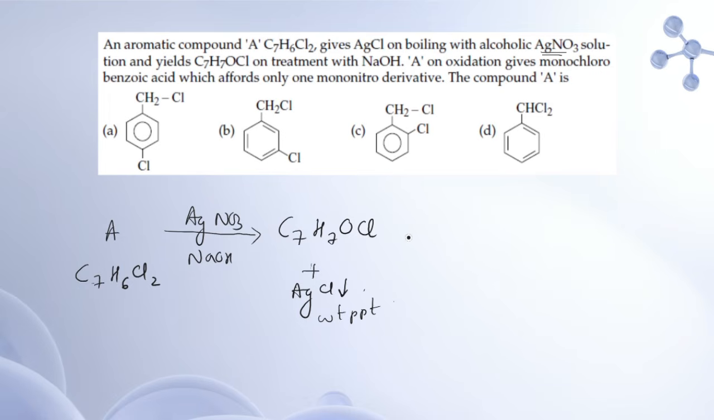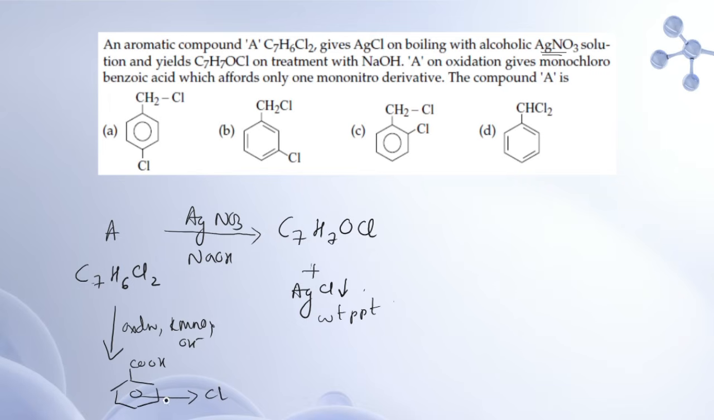chain. Okay, so now when this A upon oxidation gives monochlorobenzoic acid. So this oxidation means what? Maybe the reagent used is like KMnO4 in alkaline medium. It's forming monochlorobenzoic acid. But what is the position of chlorine? We don't know, and that is the question here.